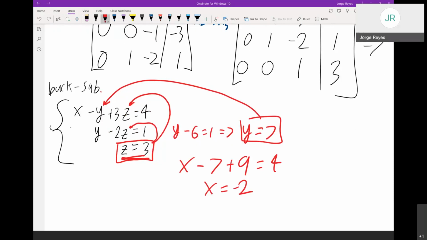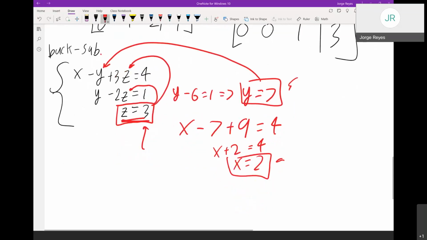And then you're done. Wait, no, is it negative 2? X equals 2, 4, it's positive 2. So, show some work. All right, and then you're done because you got all the letters. Okay, x equals 2, y equals 7, z equals 3. So the answer is 2, 7, 3.